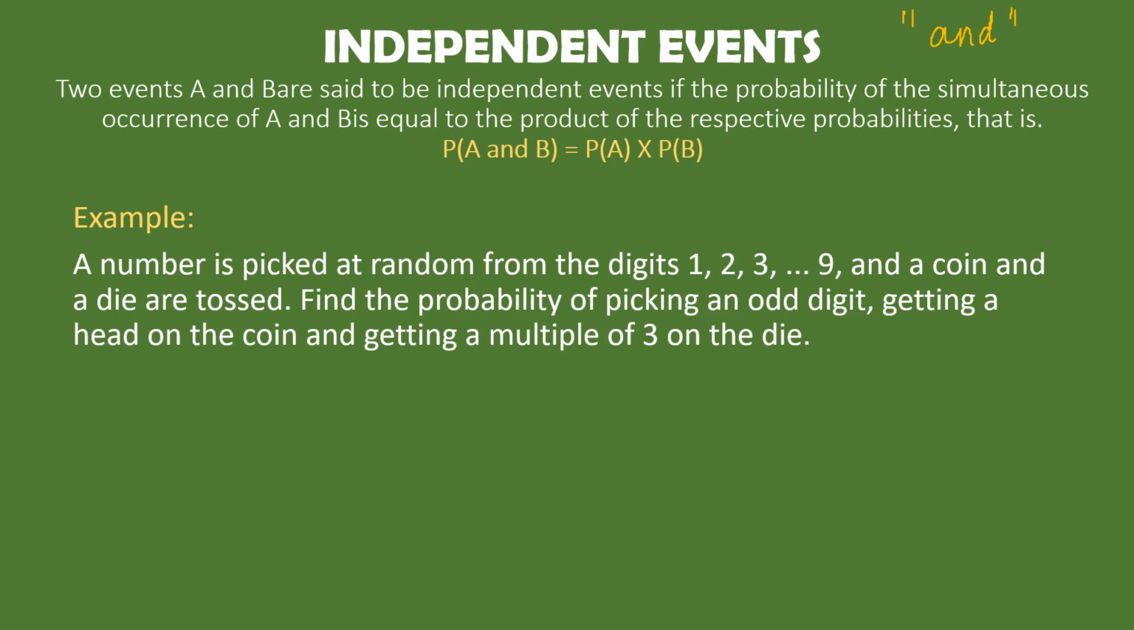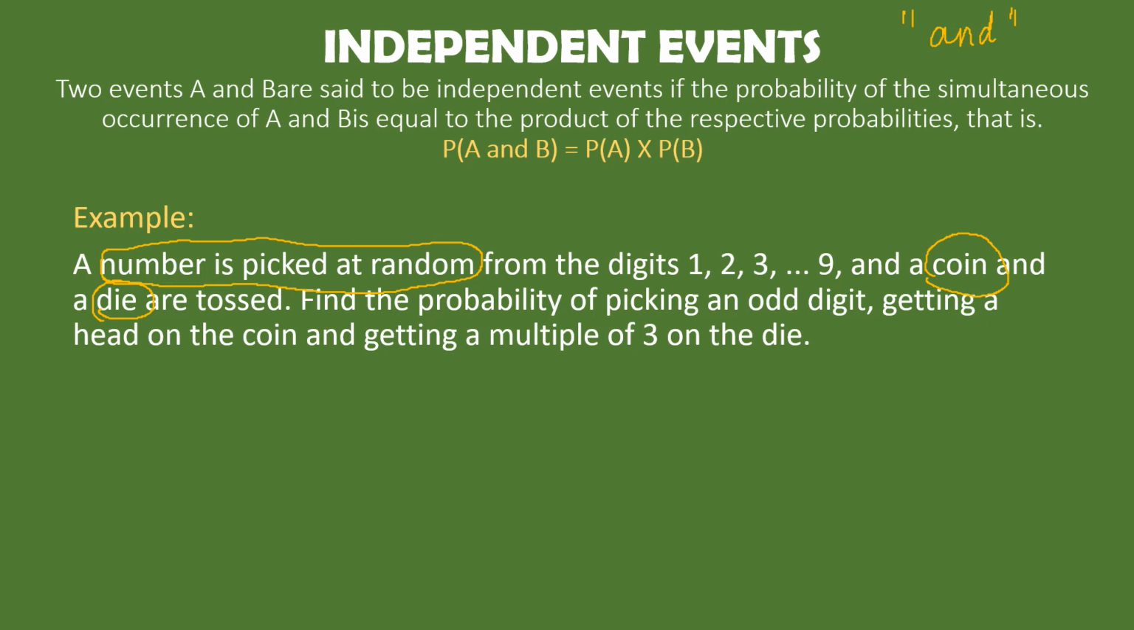A number is picked at random from the digits 1, 2, 3, up to 9, and a coin and a die are tossed. Find the probability of picking an odd digit, getting a head on the coin, and getting a multiple of 3 on the die. So let's identify first what the different events are here. We have the number to be picked at random. We also have a coin being tossed and a die being rolled. So these are the three events that will simultaneously happen.